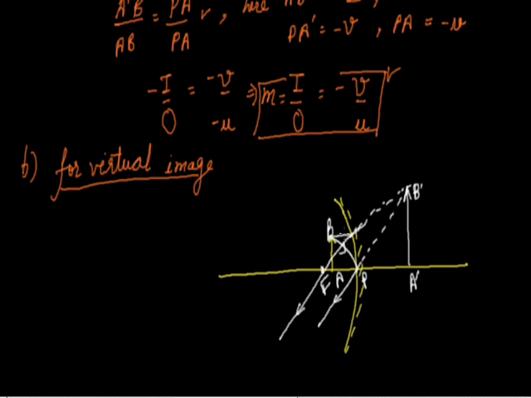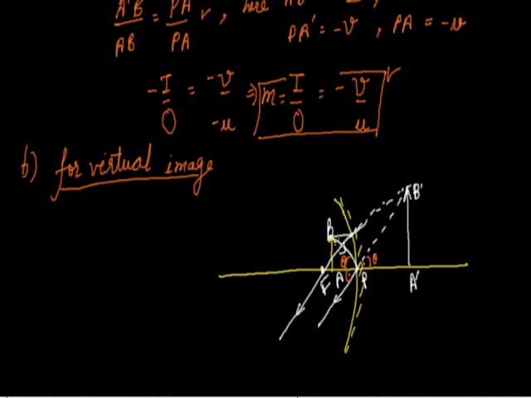So here in this diagram you can see our object is AB, and we have again taken two rays. One falls parallel to the principal axis on the surface of the concave mirror and reflects such that it passes through the focus, and the other ray falls on the pole and gets reflected. Here, by the laws of reflection, these two angles should be equal, and as this angle and this angle are a vertically opposite pair, this angle should be the same as this angle.